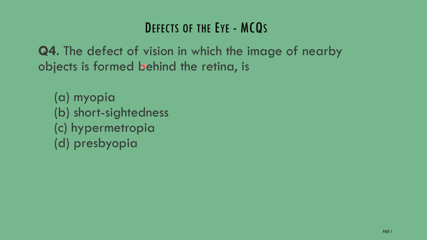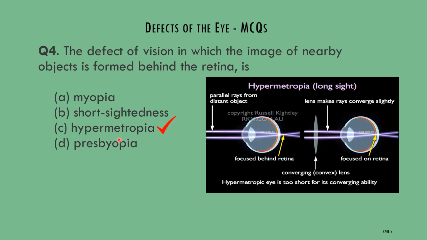Fourth question. The defect of vision in which the image of a nearby object is formed behind the retina. In which case the image will be formed behind the retina? Let us see the options. Option A is myopia, option B short-sightedness, option C hypermetropia, option D presbyopia. The correct answer is hypermetropia. In the hypermetropia condition, the image forms behind the retina.